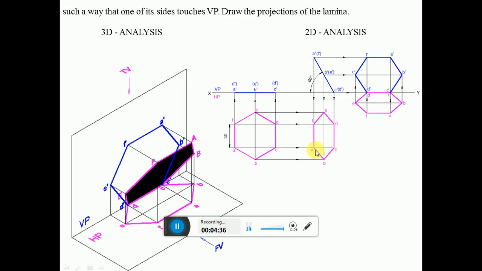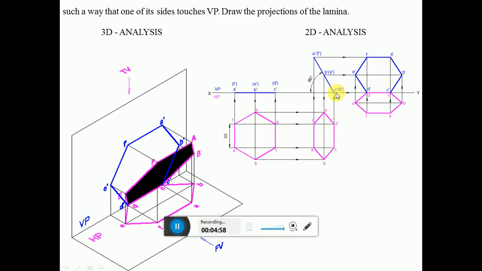So you have to rotate this second position top view by an angle of 90 degrees in a counterclockwise direction. Then only CD will go into rest. Otherwise, if you rotate clockwise, then AF will go into rest on VP. But since the side which is resting on HP is the same side which you want to rest on VP.